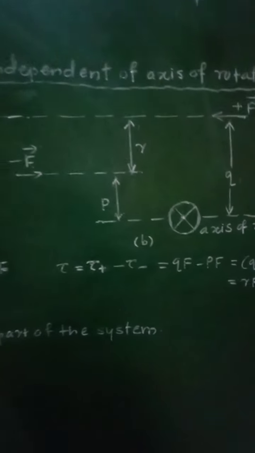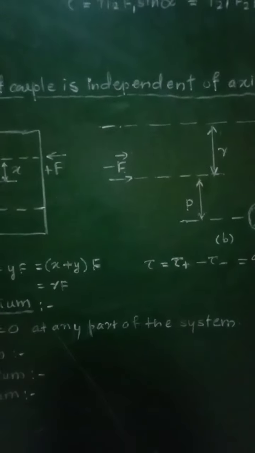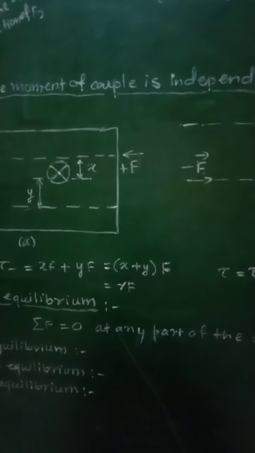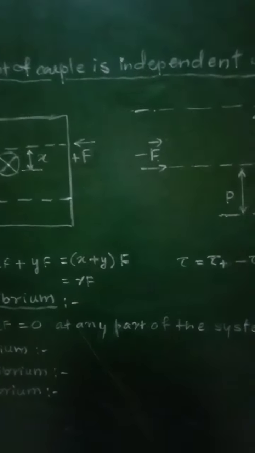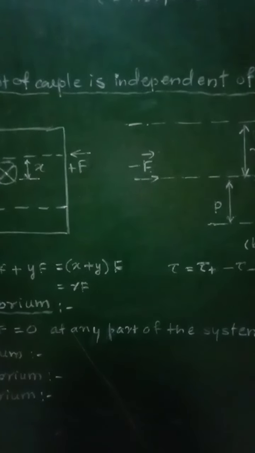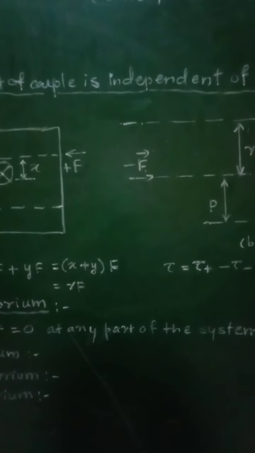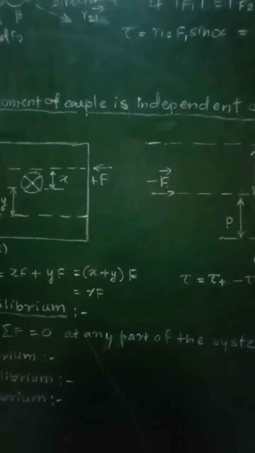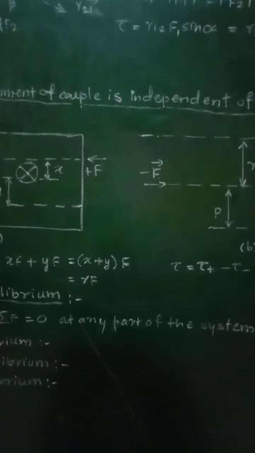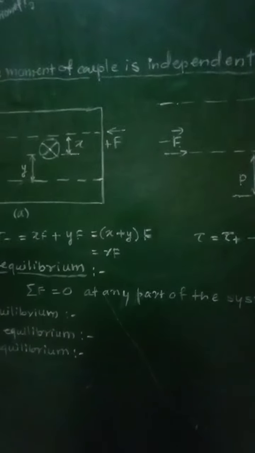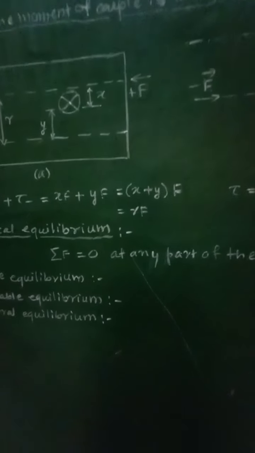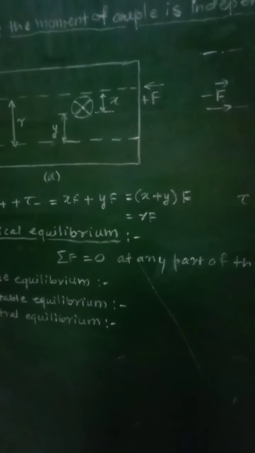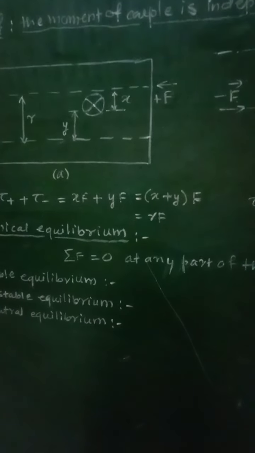That is, if the location of the axis of rotation is changed, still the moment of couple is the same, that is equal to RF, and therefore we can say that the moment of couple is independent of the axis of rotation. It is clear from these two equations, because both the equations have the same torque, that is RF, even if there is a change in the position of the axis of rotation.